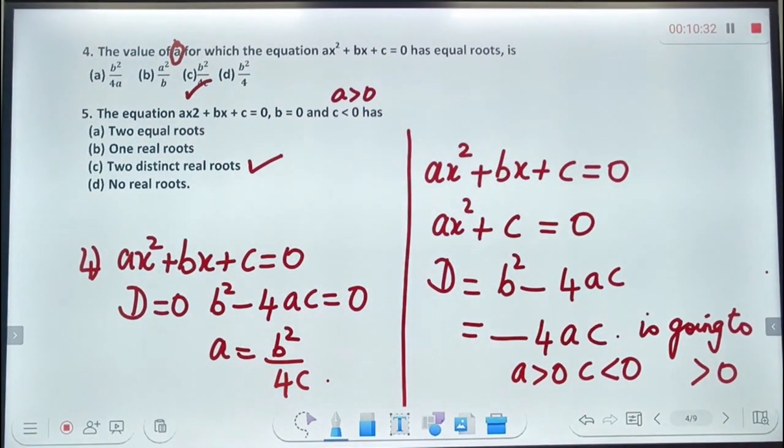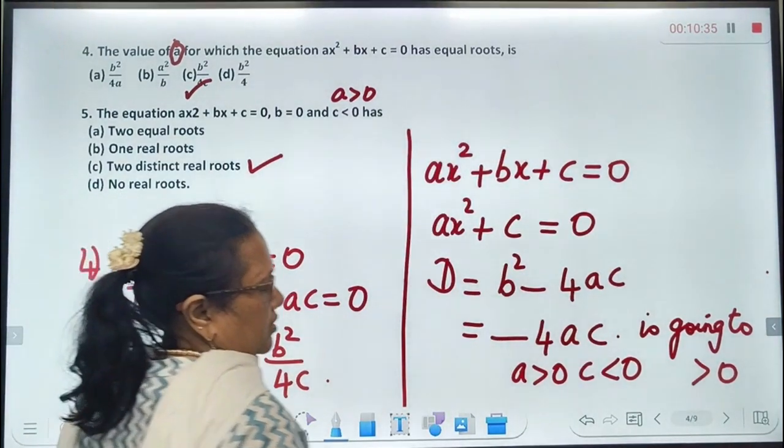Are you able to follow? Why? Please understand the reasoning and the logic.